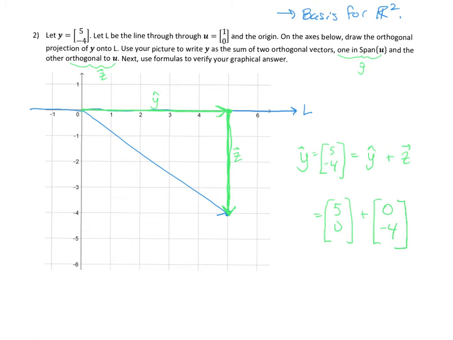All right, so that is pretty straightforward because that's how we typically break vectors down into their horizontal and vertical components. What this section shows is that you can break it down into any two orthogonal vectors. It doesn't have to be horizontal and vertical. It can be any two orthogonal vectors. But I'm going to use the formulas from this section to prove that to get the same thing, to get the y hat and the z.